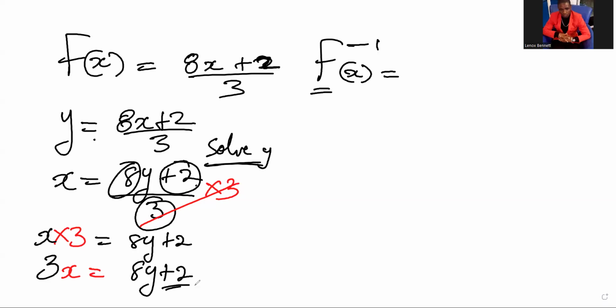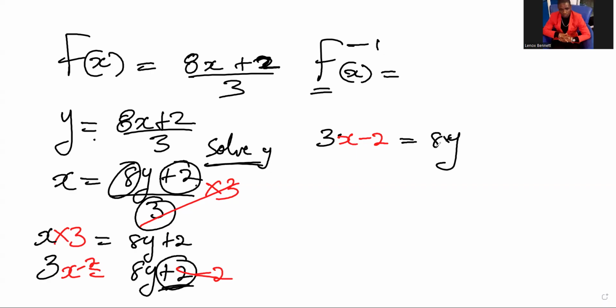Remember, the rule says the furthest. Clearly 8y, 8 and y attached, right? So we have to get rid of the plus 2 by taking the opposite. So we minus 2. Anything we do to one side, we do to the other side. So because we minus 2 there, we minus 2 from this side as well. This is going to give us 0. So we're going to be left with 3x minus 2, and that will equal 8y.